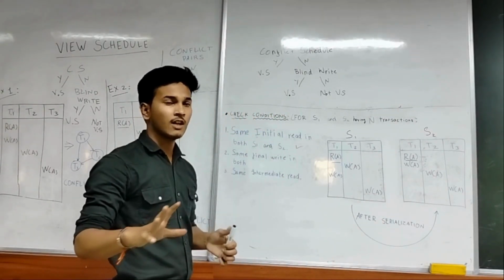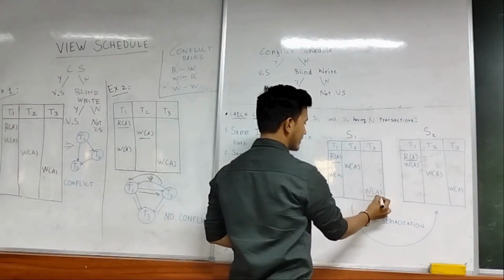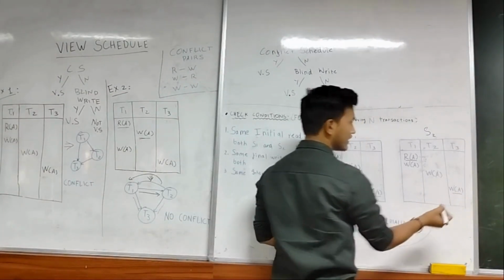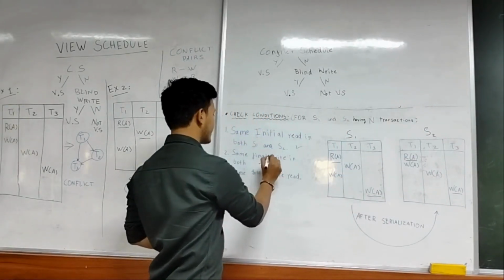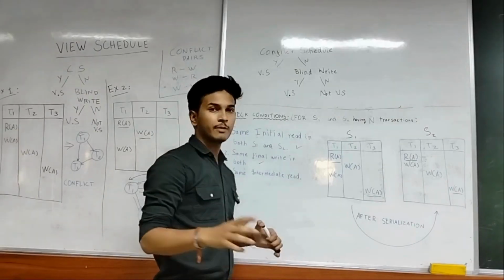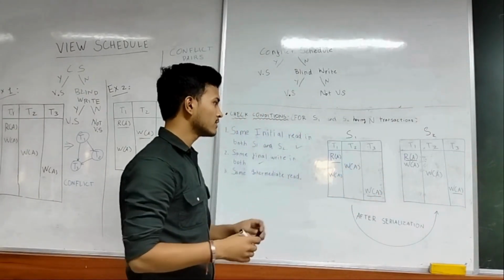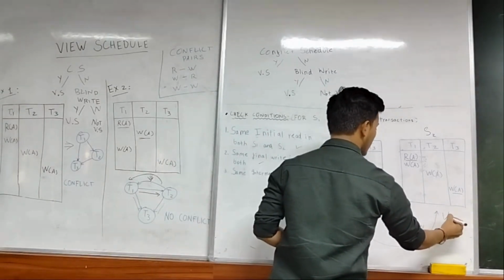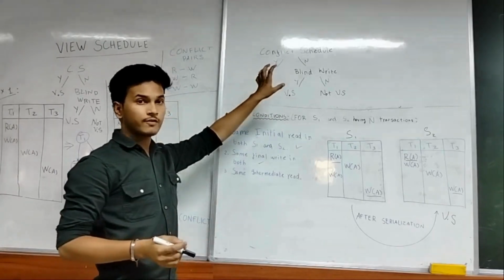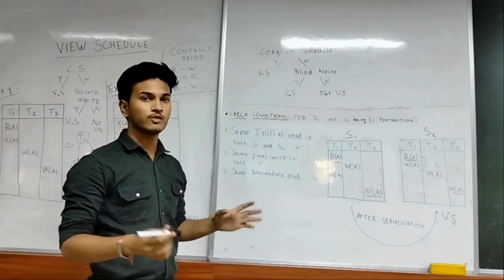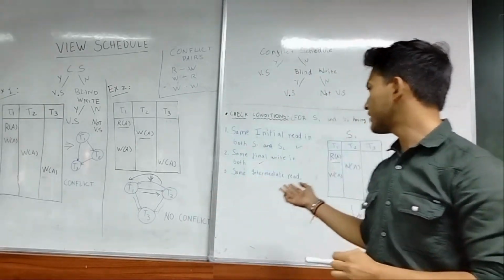Then the second condition is same final write. We can see this is the final write in S1 and this is the final write in S2. Both are performed by T3. So this condition is also satisfied. And the last condition is intermediate read. As we have no intermediate read operation in both the schedules, hence this is view schedule. And you can see the condition graph for concluding whether the schedule is view schedule or not. So this is all about view schedule. We have seen two examples and we have seen the three conditions.